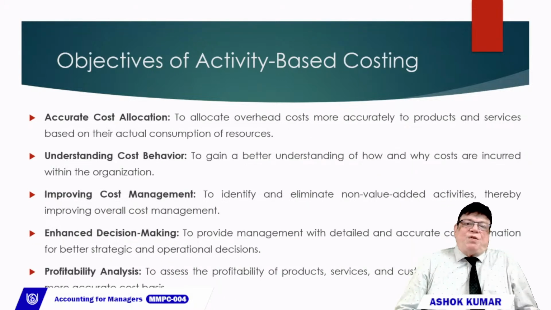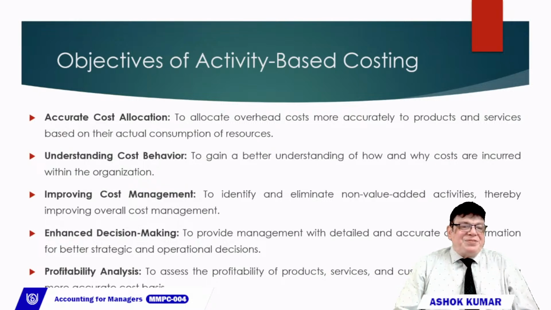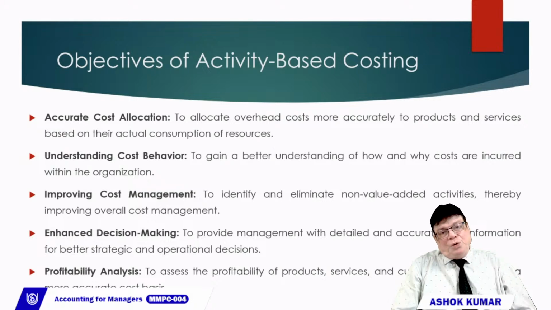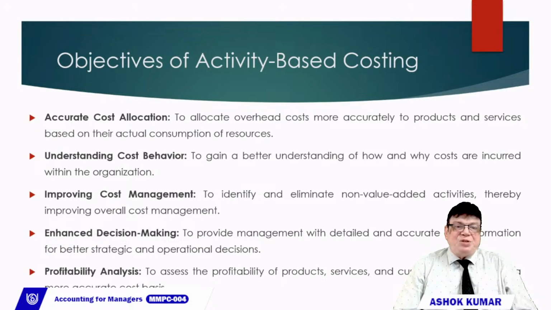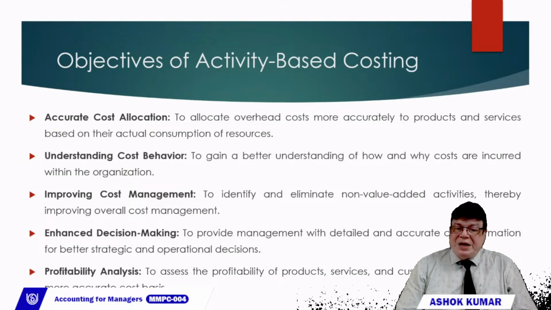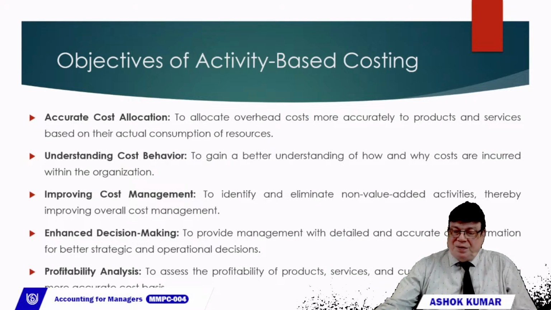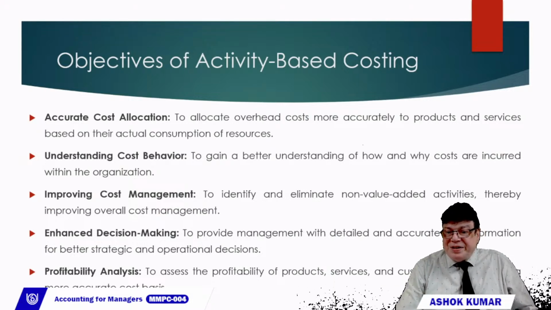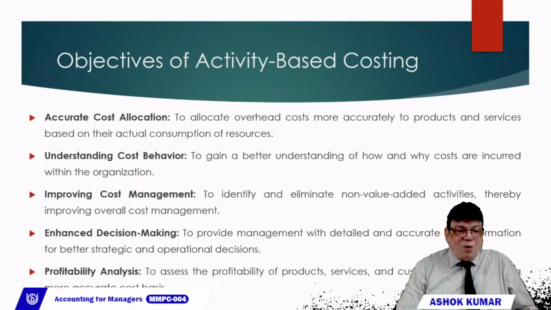Now, what are the objectives of activity based costing? The objectives are accurate cost allocation, to allocate overhead costs more accurately to products and services based on their actual consumption of resources; understanding cost behavior, to gain a better understanding of how and why costs are incurred within the organization; improving cost management, to identify and eliminate non-value added activities, thereby improving overall cost management.